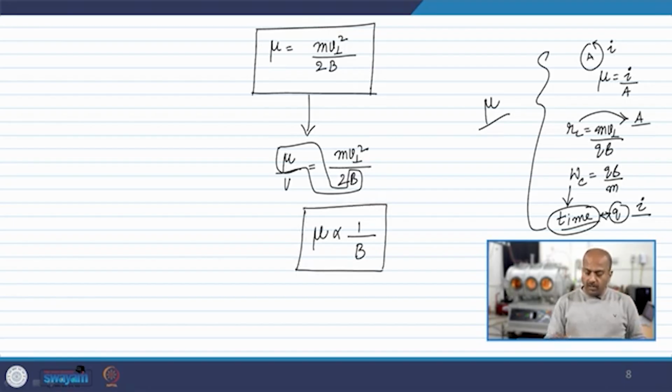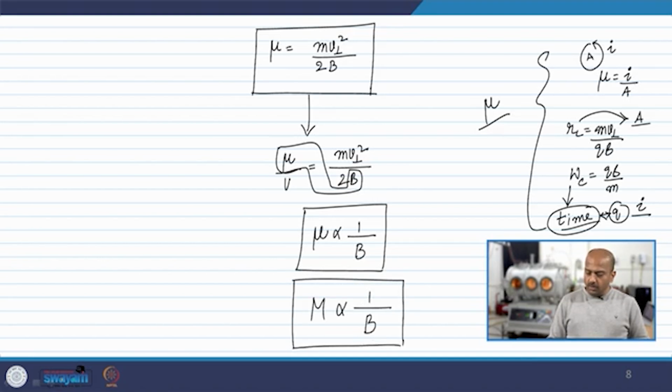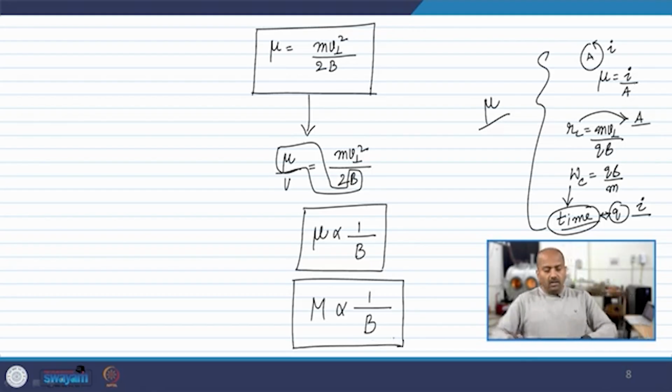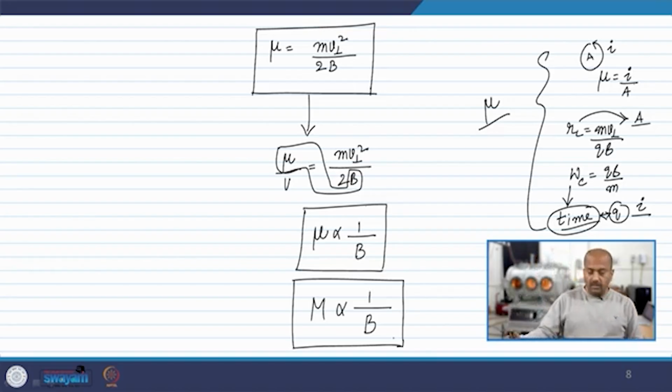If you have already divided by a volume, then it is more appropriate to call it the magnetization is proportional to 1 by B. Right. So, this is something that we are getting from the particle gyration inside the plasma. Is it different or not?